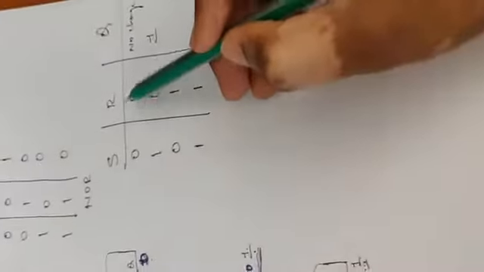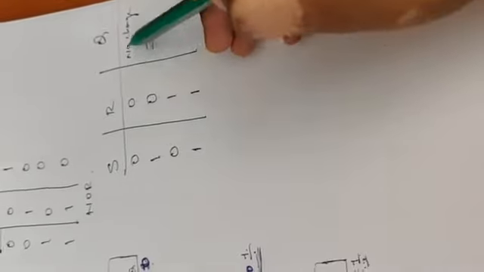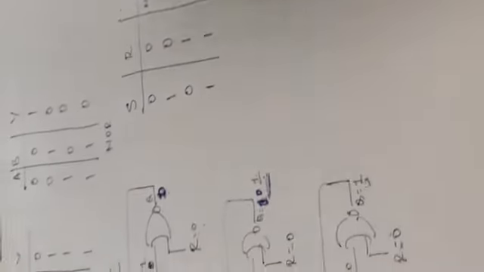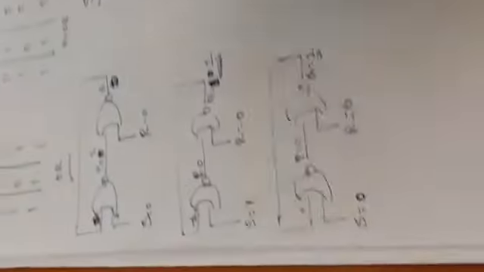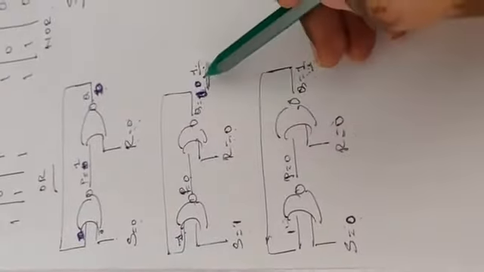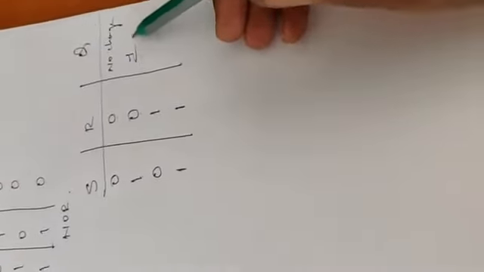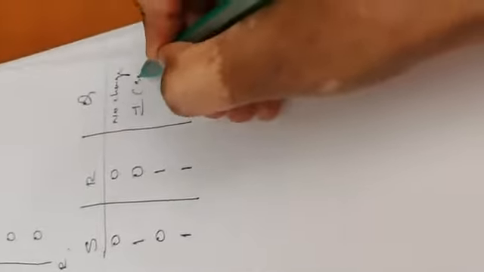So that is what I have given. When s is equal to 0 and r is equal to 0, no changes will occur. It will retain its previous state. When s is equal to 1 and r is equal to 0, whatever the previous state might be, it will change to 1. I call this the set state.